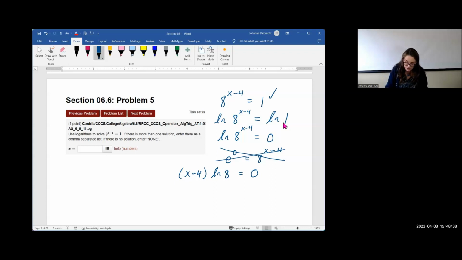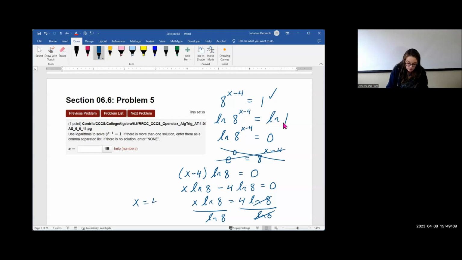Then I can apply the distributive property. So I have x times the natural log of 8 minus 4 times the natural log of 8 equals 0. Move the 4 natural log of 8 to the right-hand side. I get x natural log of 8 equals 4 natural log of 8. And then I can divide both sides by the natural log of 8. And the natural log of 8 group will cancel out, and I get x equals 4.